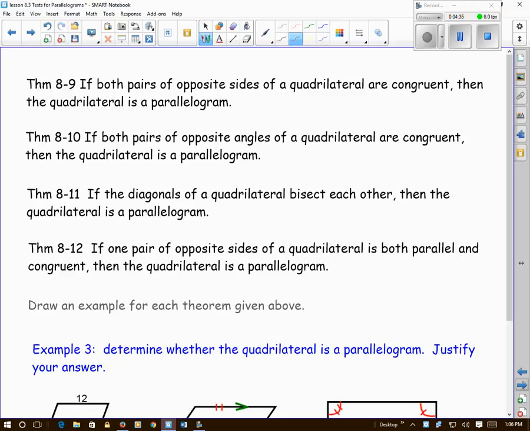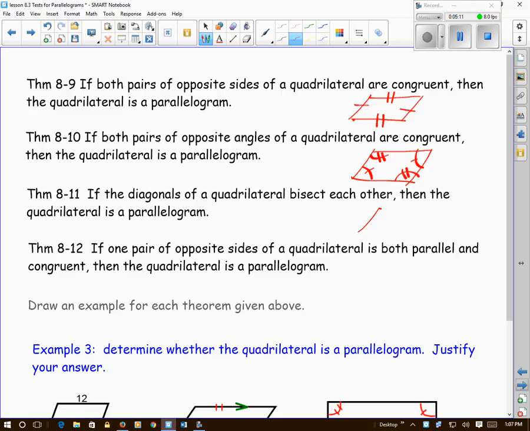So for theorem 8-9, we would be looking at a figure, and it says both pairs of opposite sides are congruent. So if we mark these sides congruent and these sides congruent, then what do we know about that figure? It is a parallelogram. For theorem 8-10, it says the opposite angles are congruent. So marking the opposite angles congruent, if we see that, we know by theorem 8-10 that that's a parallelogram.